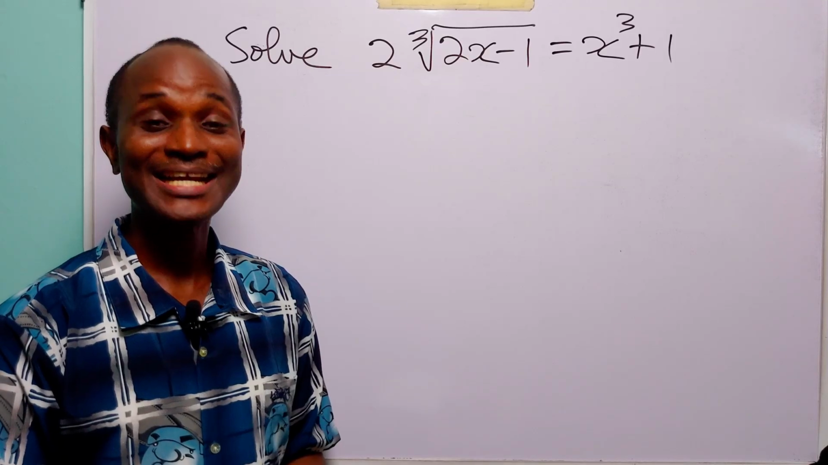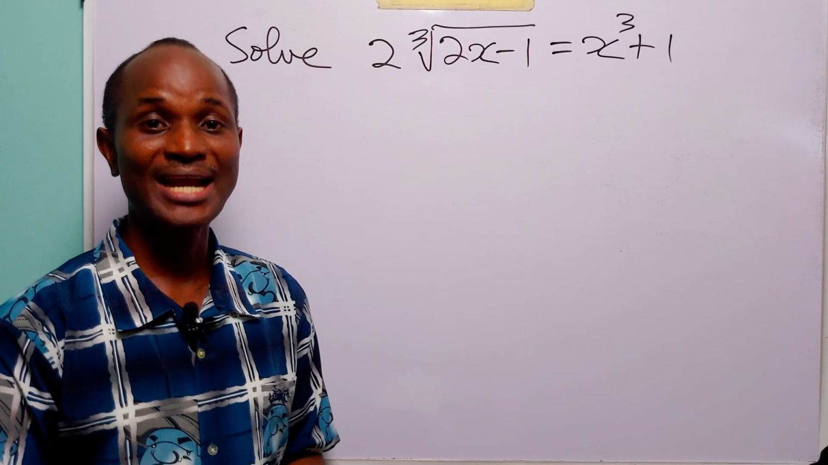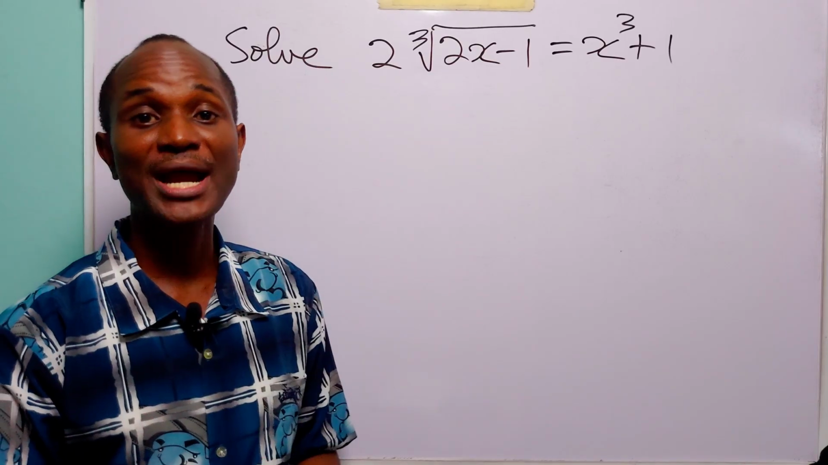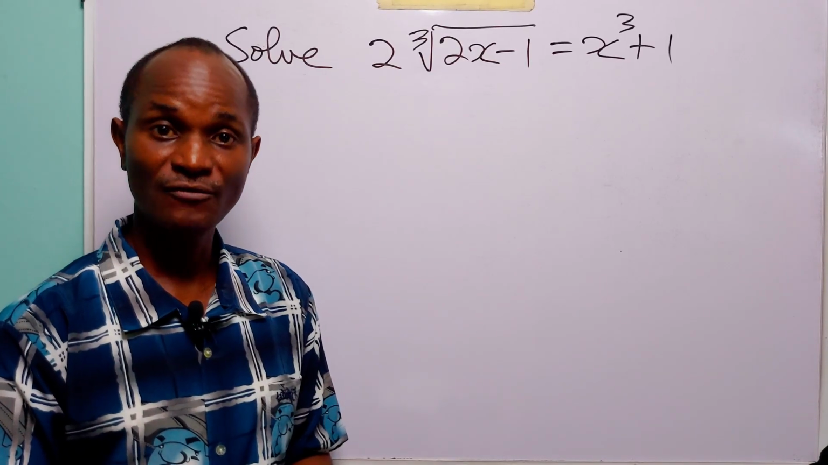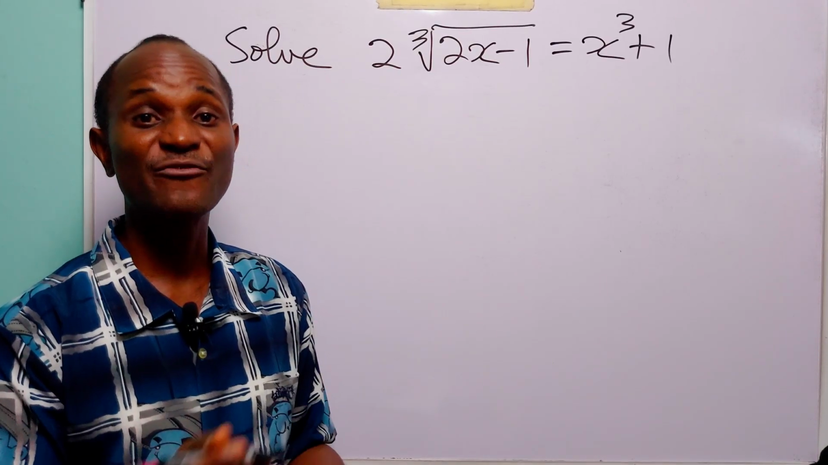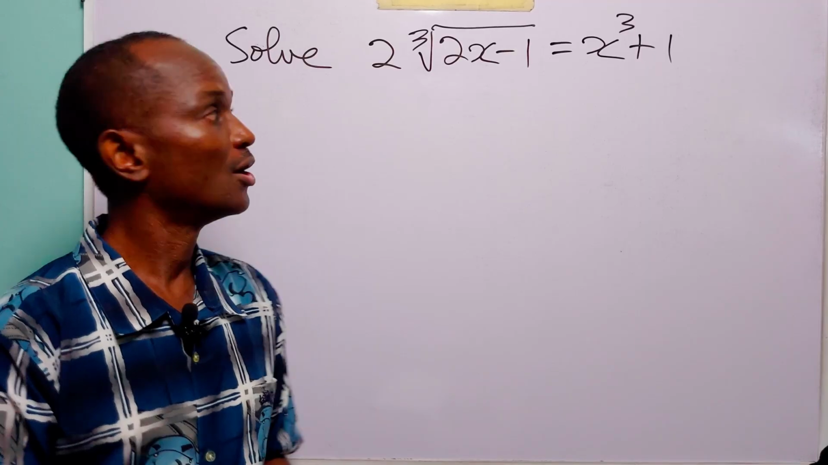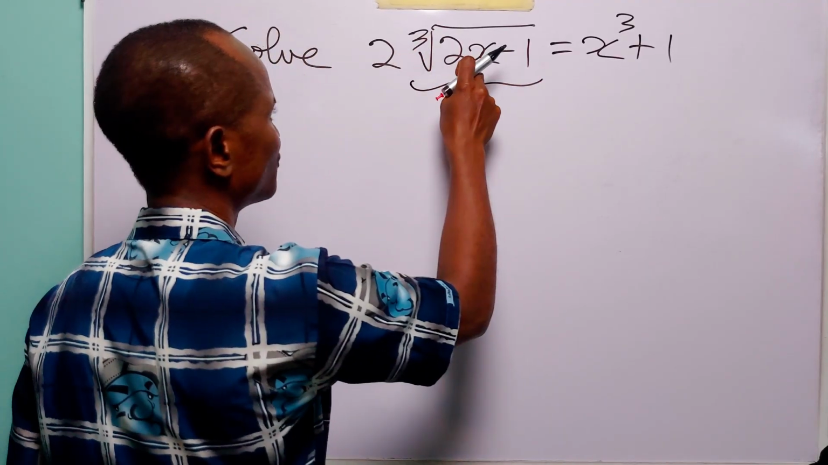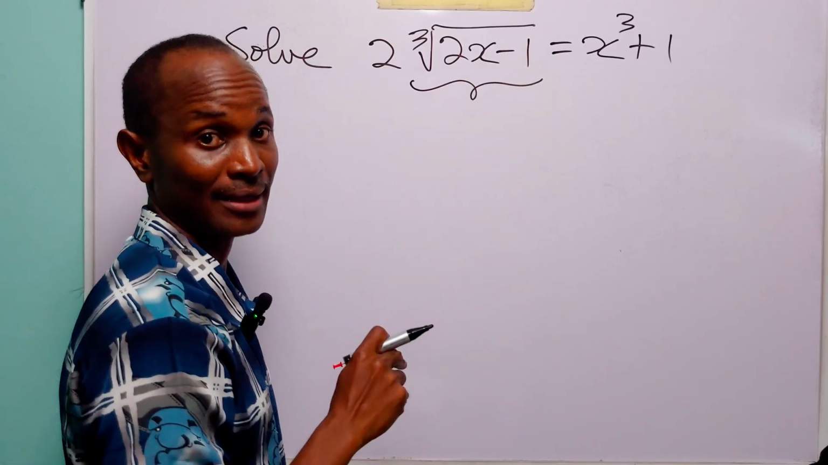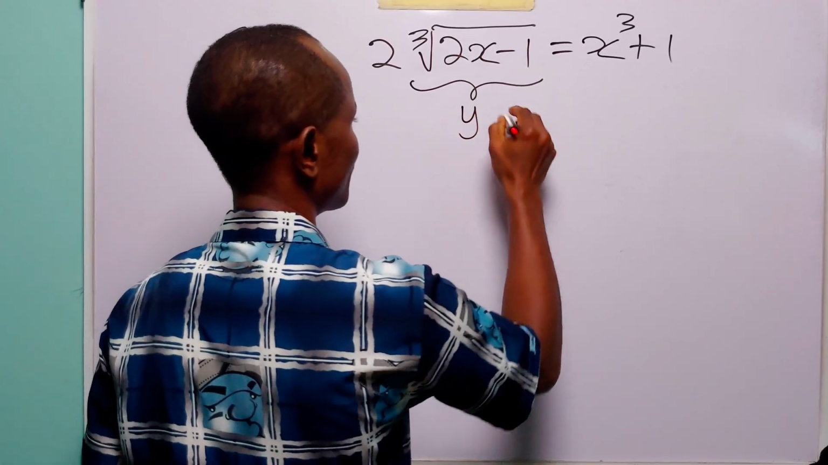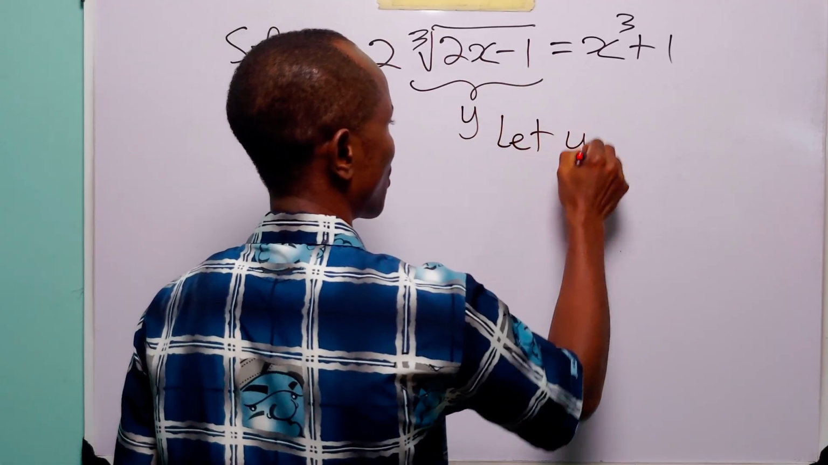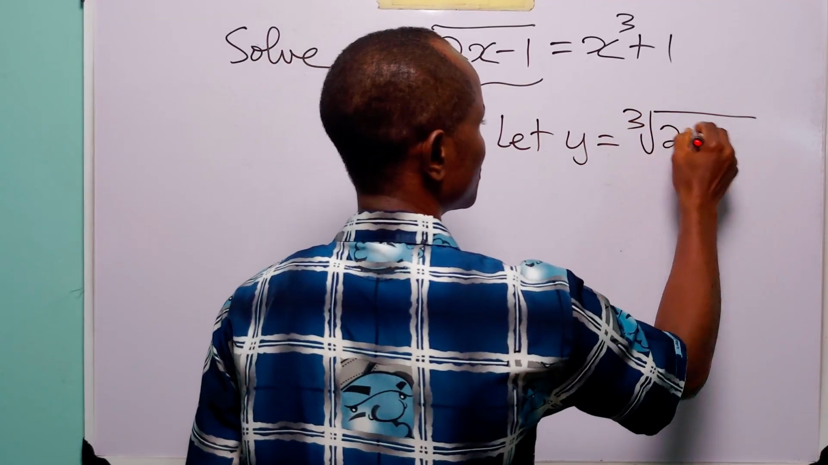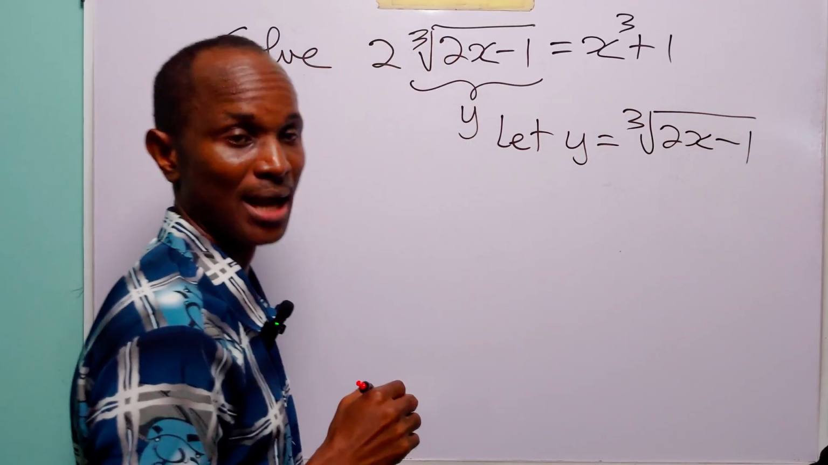Hello and welcome. In this math tutorial, our task is to find the real values of x that satisfy the given algebraic equation. To solve this problem, we are going to start with a very simple substitution. We are going to call this quantity, that is the cube root of 2x minus 1, y. So let y be equal to the cube root of 2x minus 1.